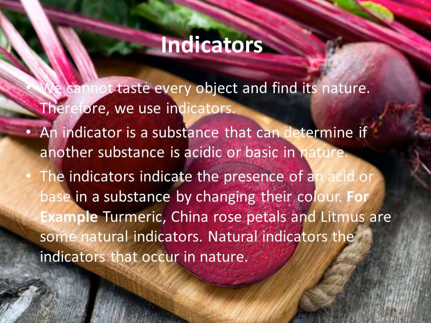For example, turmeric, China rose petals, and litmus are some natural indicators. Natural indicators are the indicators that occur in nature. Many indicators we get from nature. Those indicators which we get from nature are known as natural indicators. Very easy. These are visual indicators which I told you: turmeric, China rose petals, litmus, etc.